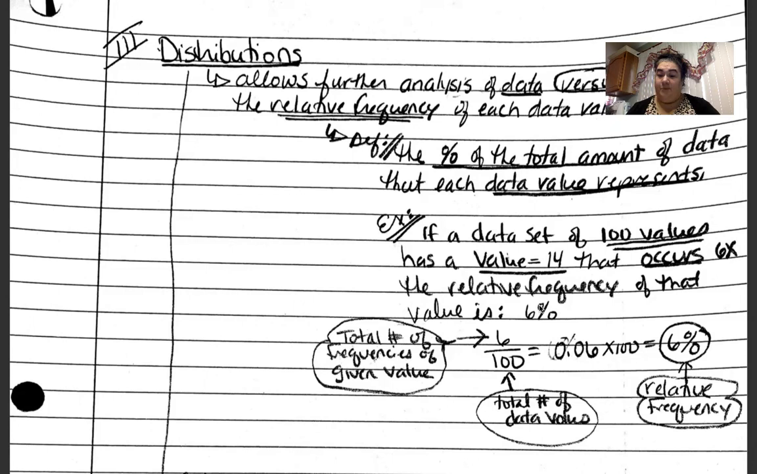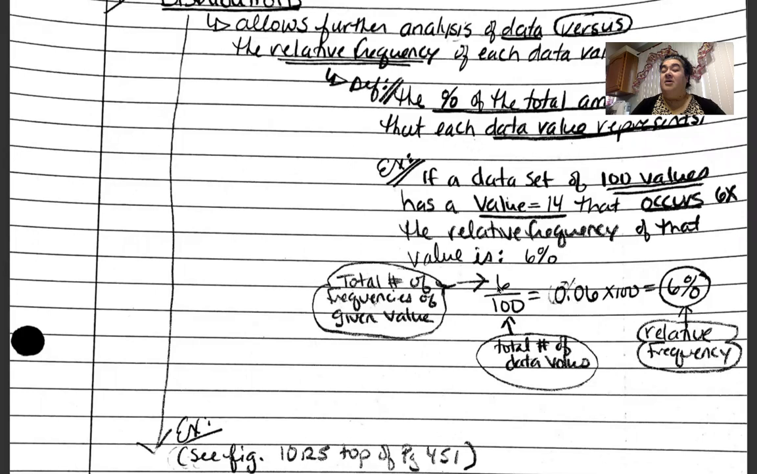Here's how you would calculate it. You take the total number of frequencies for a given value. In this case, we know that 14 in our data set occurs 6 times, so its total frequency is 6. You divide by the total number of values. In this case, I chose 100 because it's an easy calculation, but it might not be. It could have been 6 times in 225 data values, or it could have been that the number 14 occurred 6 times in 25 data values. So you divide by the number of data values. In this case, I said we had 100 data values. So we're taking 6 and dividing by 100.